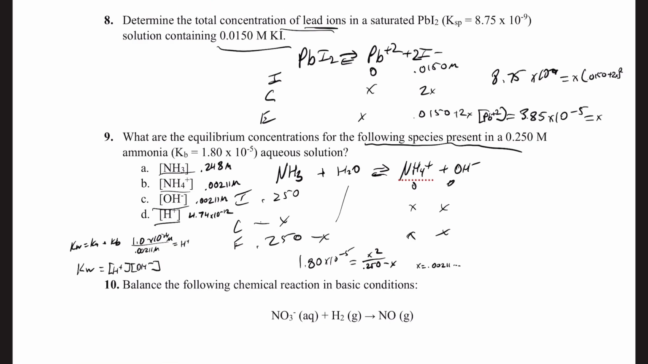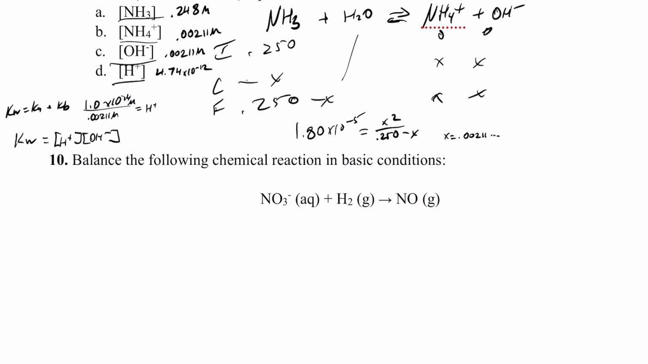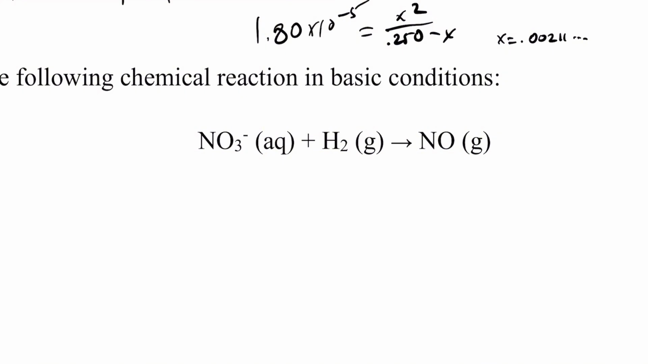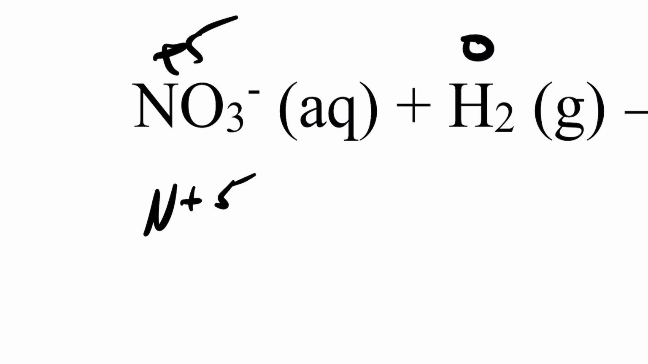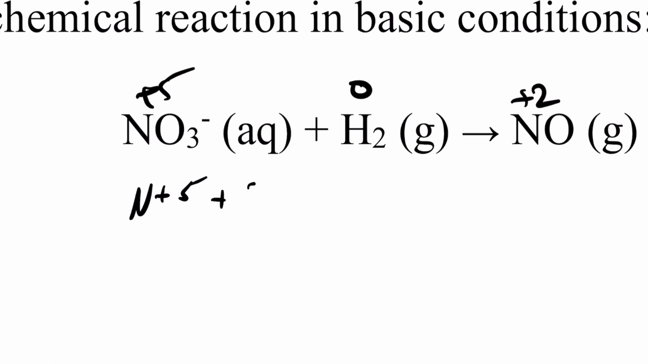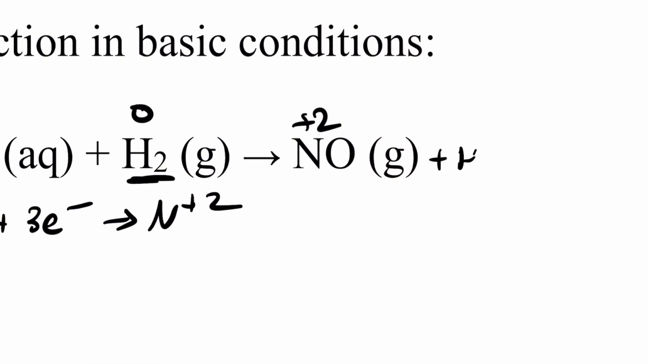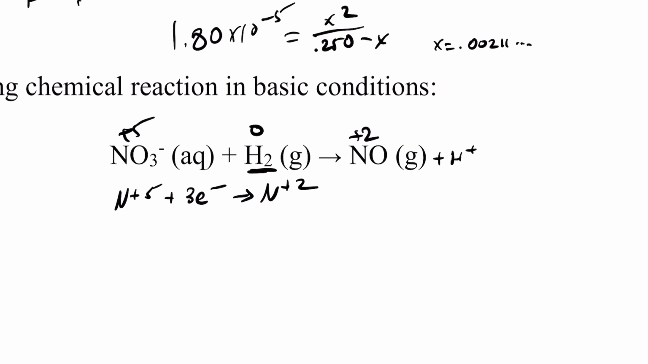Perfect. All right, balance in basic conditions. Easy question. So let's see. Plus 5, 0, plus 2. All right, so let's do this. N plus 5, this is a reduction, plus 3 electrons yields N plus 2, right? Okay, oxygen. Hydrogen is the only thing that's 0, right? But you have to assume that there's going to be an H plus, because you're balancing in basic conditions with water. Anything with water, protons, or basic, H is H plus.